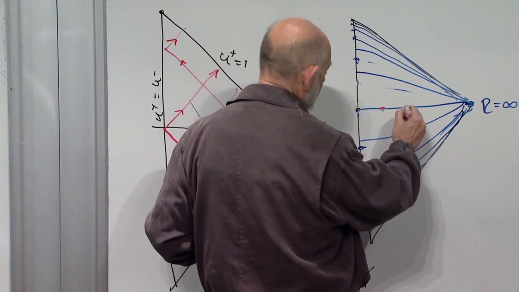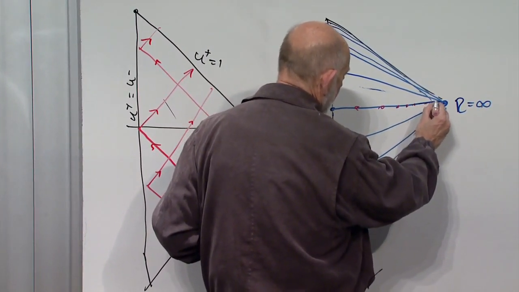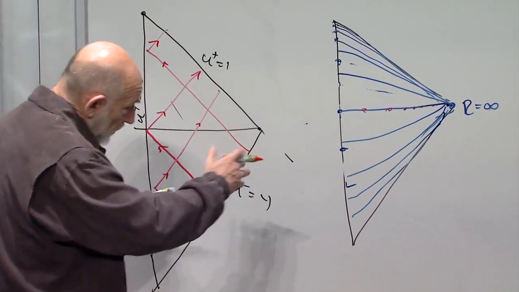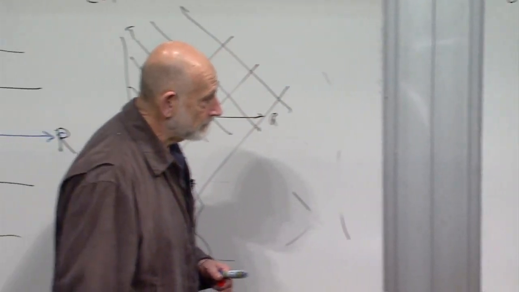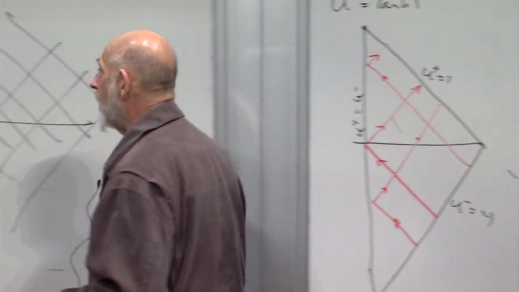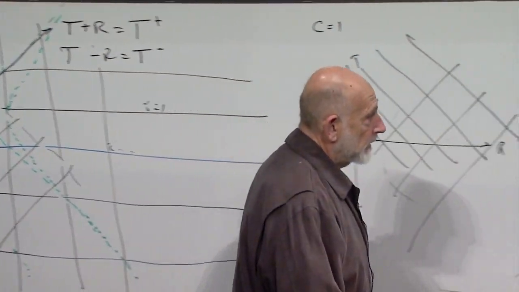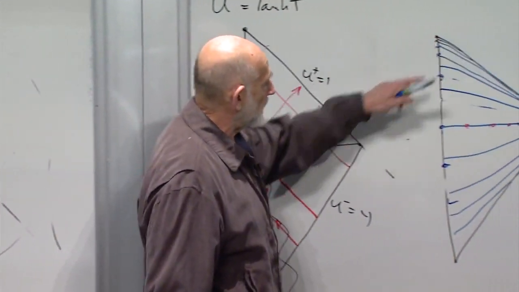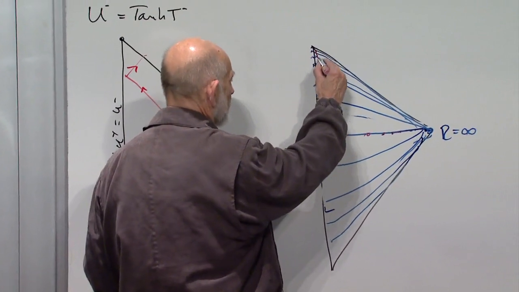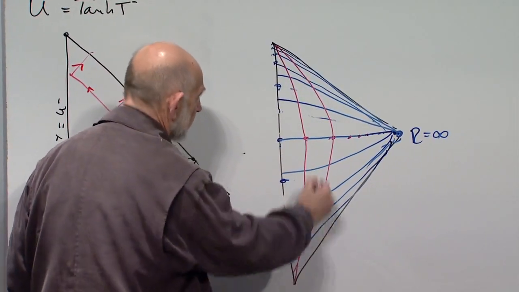Here's r equals 1, here's r equals 2, r equals 3, r equals 4, r equals 5, dot, dot, dot, and they again get all squished up near r equals infinity. Where do they all go? They all go vertically upward, and on this diagram, they all go right up to this point up here. You can check that by doing the transformation, and that's what you would see.